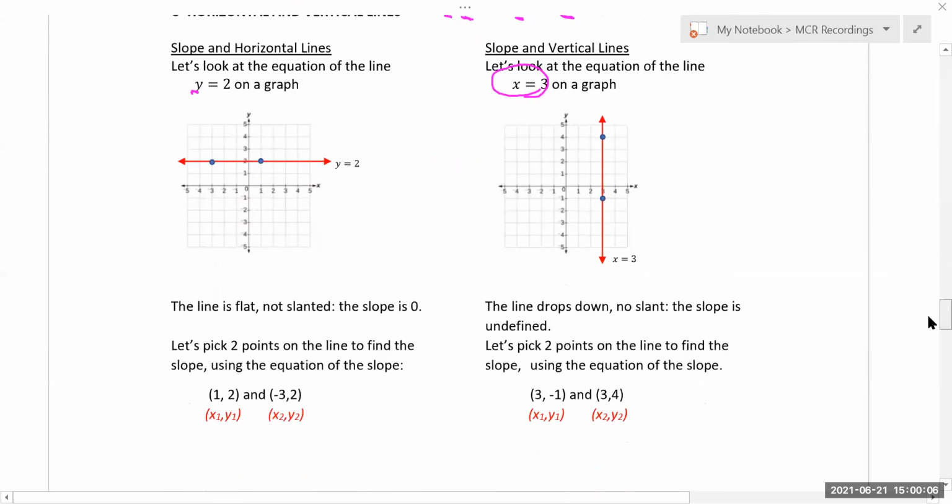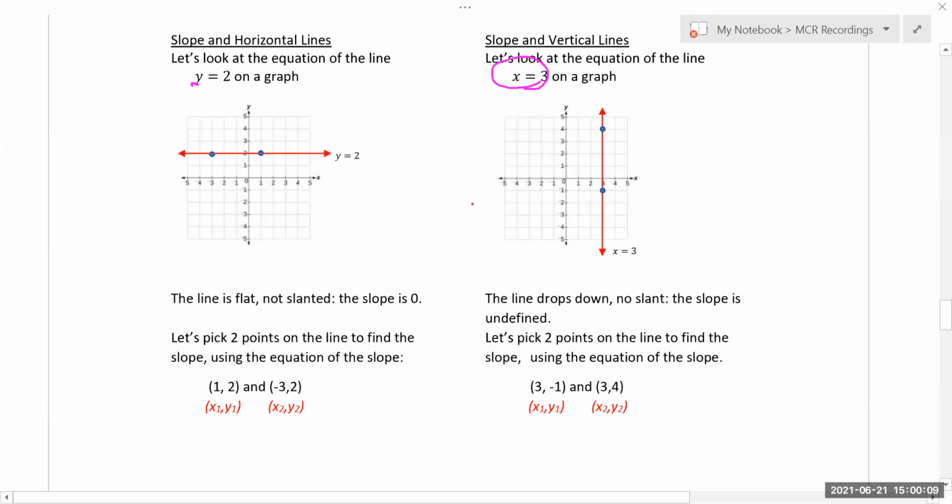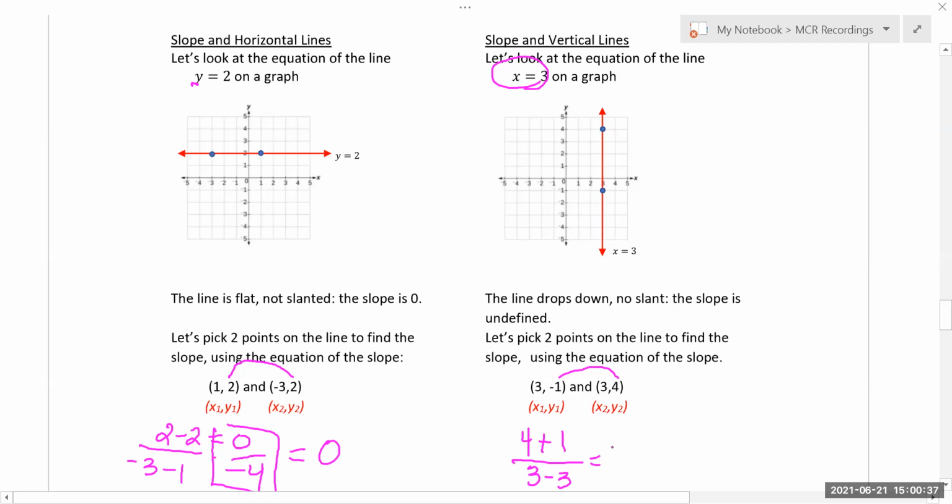In the case of horizontal, the line is flat, so the slope is 0. Vertical, the line has no slant, so the slope is undefined. If we pick 2 points on here, any 2, and we do the slope formula, we get 2 minus 2 over -3 minus 1, and that's where the 0 comes from. If you pick 2 points here, you get 4 minus 1 over 3 minus 3. That's where we have the problem. You cannot divide by 0. That's where you get undefined. So if you ever forget, pick 2 points and just try them out.